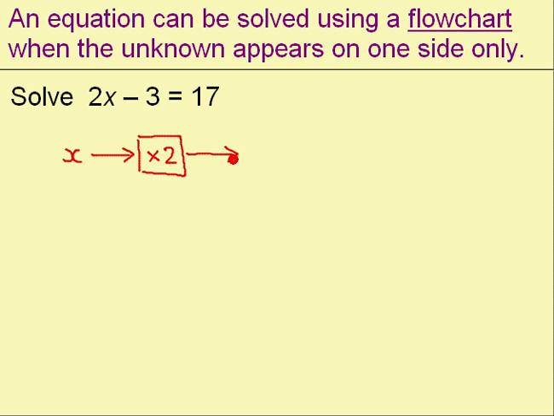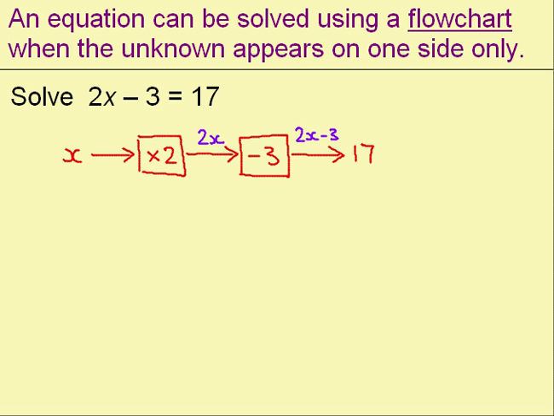Then we say, what's the next thing that happened to x? And that's the -3 here. Then we know that this gives us 17, so that can go here. I can check my flowchart now by seeing what effect it has on the x. So x times 2 gives me 2x, and you can see that matches this part here. And then take away 3 gives me 2x minus 3, which matches this, and that's equal to 17, which I've got here.